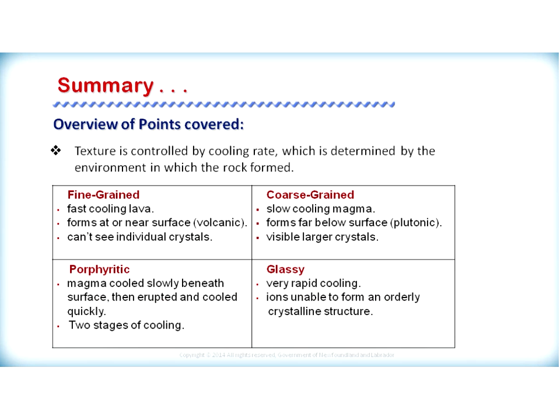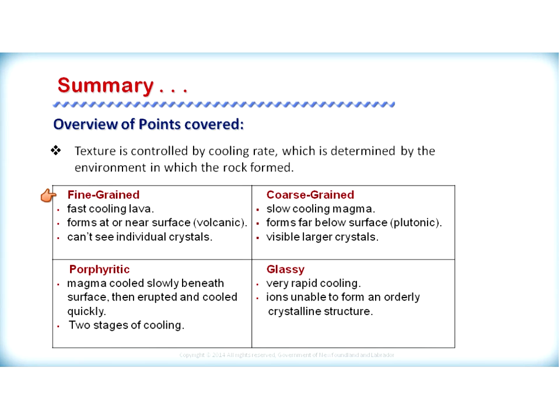In summary, let's have an overlook at the points we covered. Texture is controlled by the number one determining factor, that is cooling rate. So cooling rate determines the texture seen in igneous rocks. The cooling rate itself will also be indicative of the environment in which the molten rock cooled.